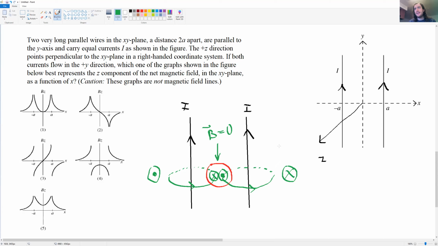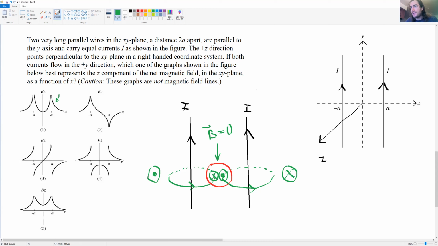So can we eliminate any answers? We can eliminate 1, right? Because 1 is positive here. So we're left with just 2 and 3 at this point. As we get really close to the wire, the magnetic field shoots up towards infinity, right?